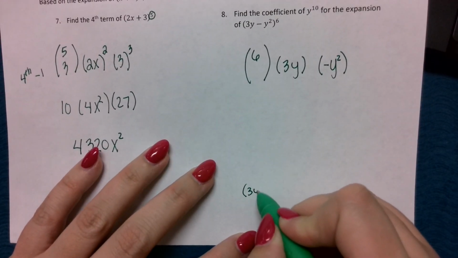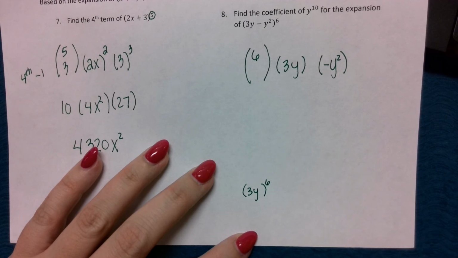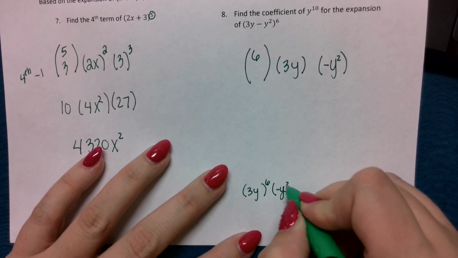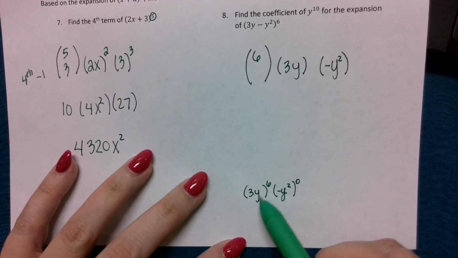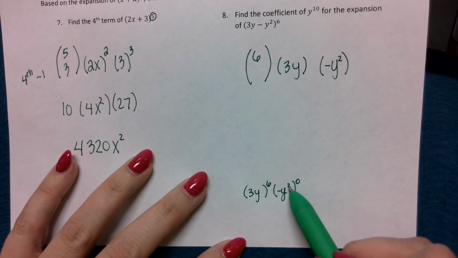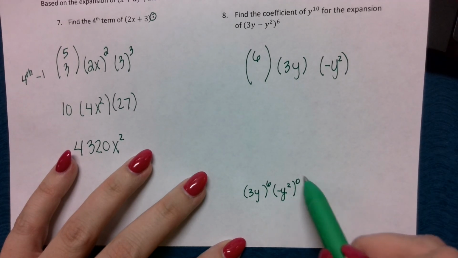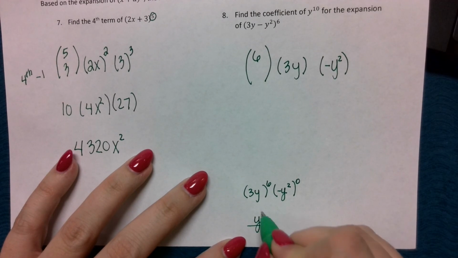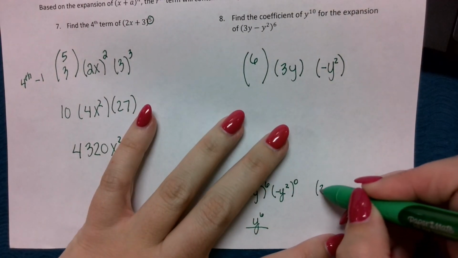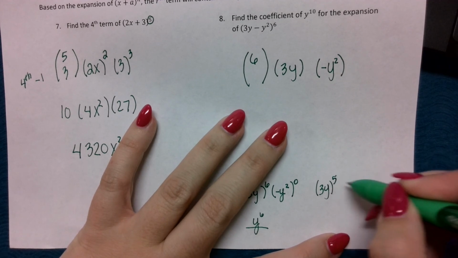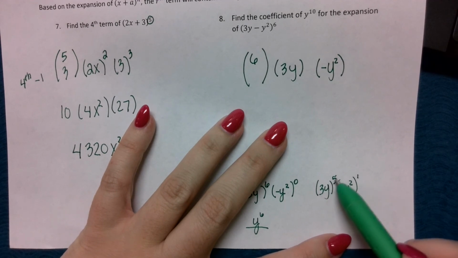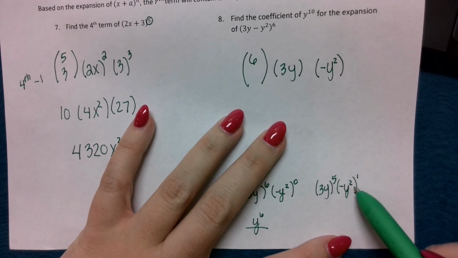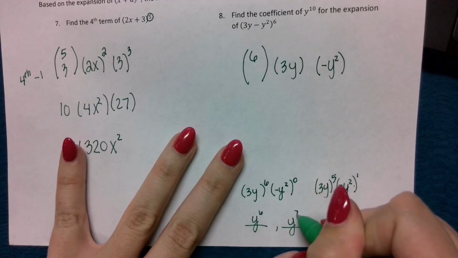Well, the first term would be 3y to the highest exponent, which would be 6, times negative y squared to the 0. So what would that give us? How many y's would we have? Well, we would have y to the 6th, and then y squared to the 0 is just 1, so that cancels out. So term 1 is y to the 6th. Now term 2 would be 3y to the 5th power, negative y squared to the 1. Well, that would be 5, this would be 2. 5 plus 2 is 7. So we know the next term would be to the 7th.